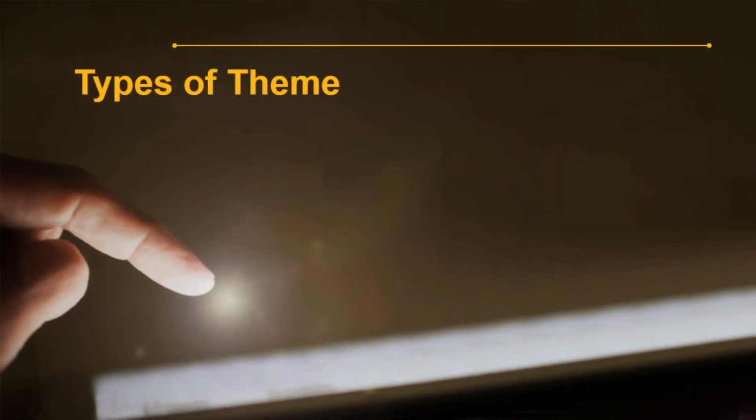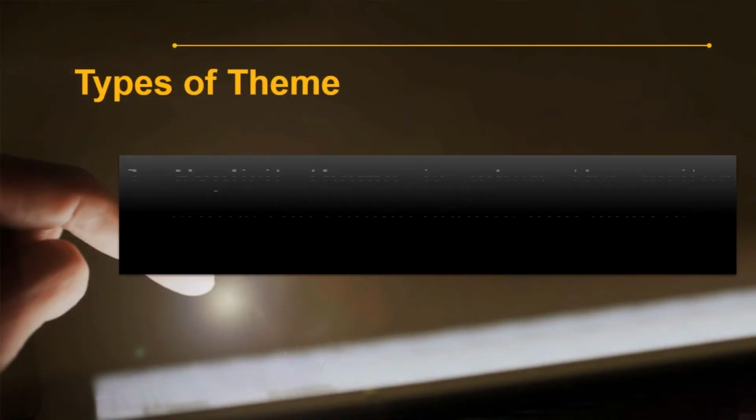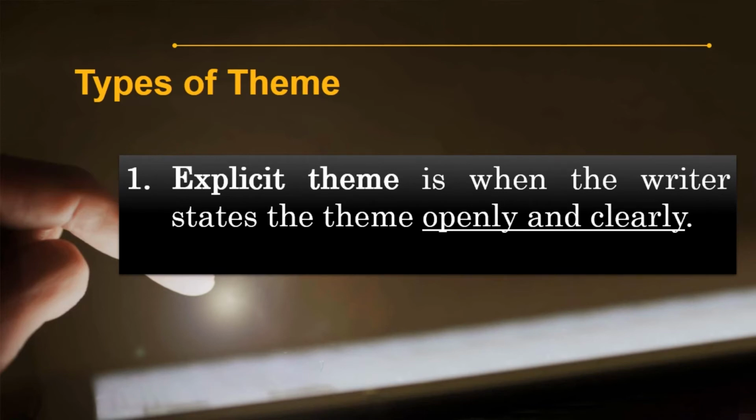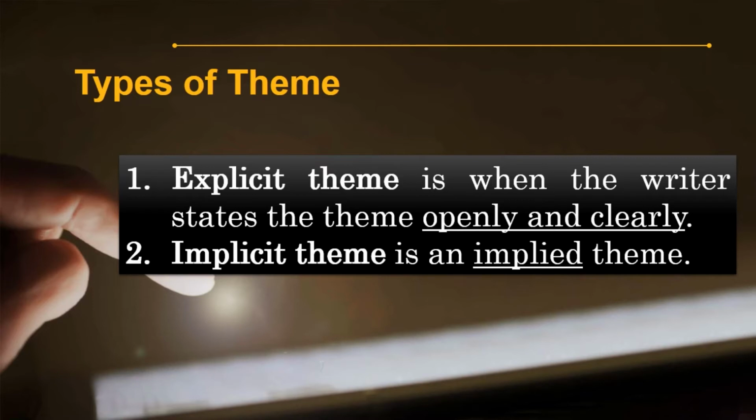There are two types of theme. Explicit theme is when the writer states the theme openly and clearly. The theme is clearly expressed or stated in detail at some point in the narrative. Implicit themes are implied themes. The theme is not stated directly in the story. The readers should identify the theme based on the story.